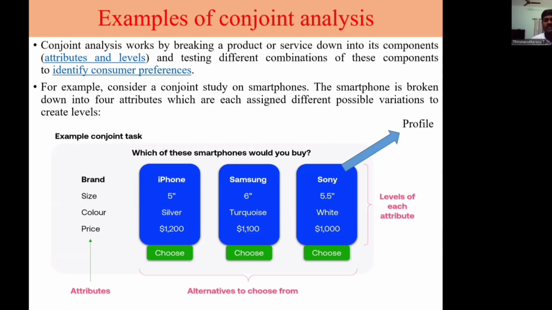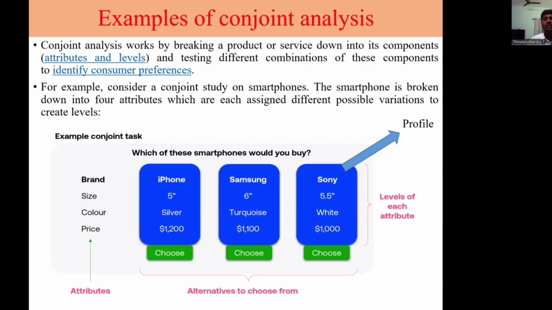Now, the size is 5 inch, 6 inch, 5.5 inch respectively. Color, silver, white, like that. And then price, $1,200, $1,100, and then $1,000. This is a choice. This is called levels. So three profiles, and then we have an attribute, and then we have different levels.